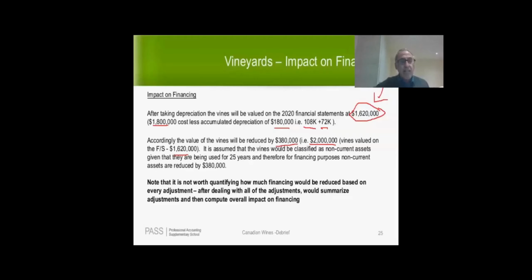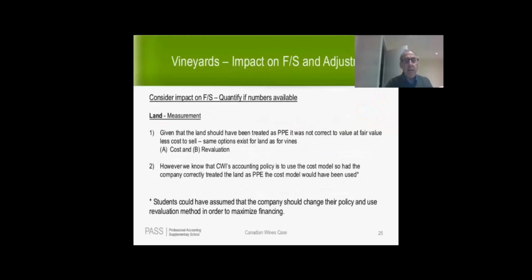And please note, guys, that it's not worth quantifying how much the financing would be reduced for each adjustment. The way that I would have handled a case like this is, after dealing with all of the adjustments, I would have summarized the adjustments and then figured out the total impact on financing based on the aggregate of all the adjustments, rather than figuring out the impact on financing of each individual adjustment. Let's take a look now at the adjustment for the land.